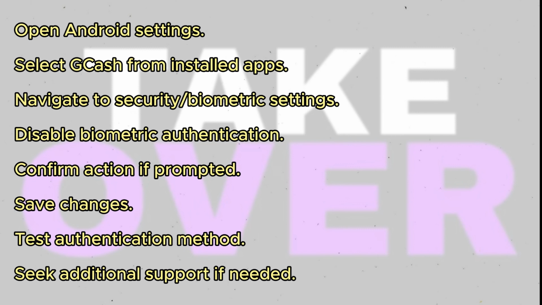Disable Biometric Authentication. Find the option to disable biometric authentication, which might be labeled as Disable Biometric, Use PIN, or something similar. Confirm Action. Confirm the action if prompted, ensuring that you want to disable Face ID. Save changes. Once you've disabled Face ID, make sure to save or confirm the changes.